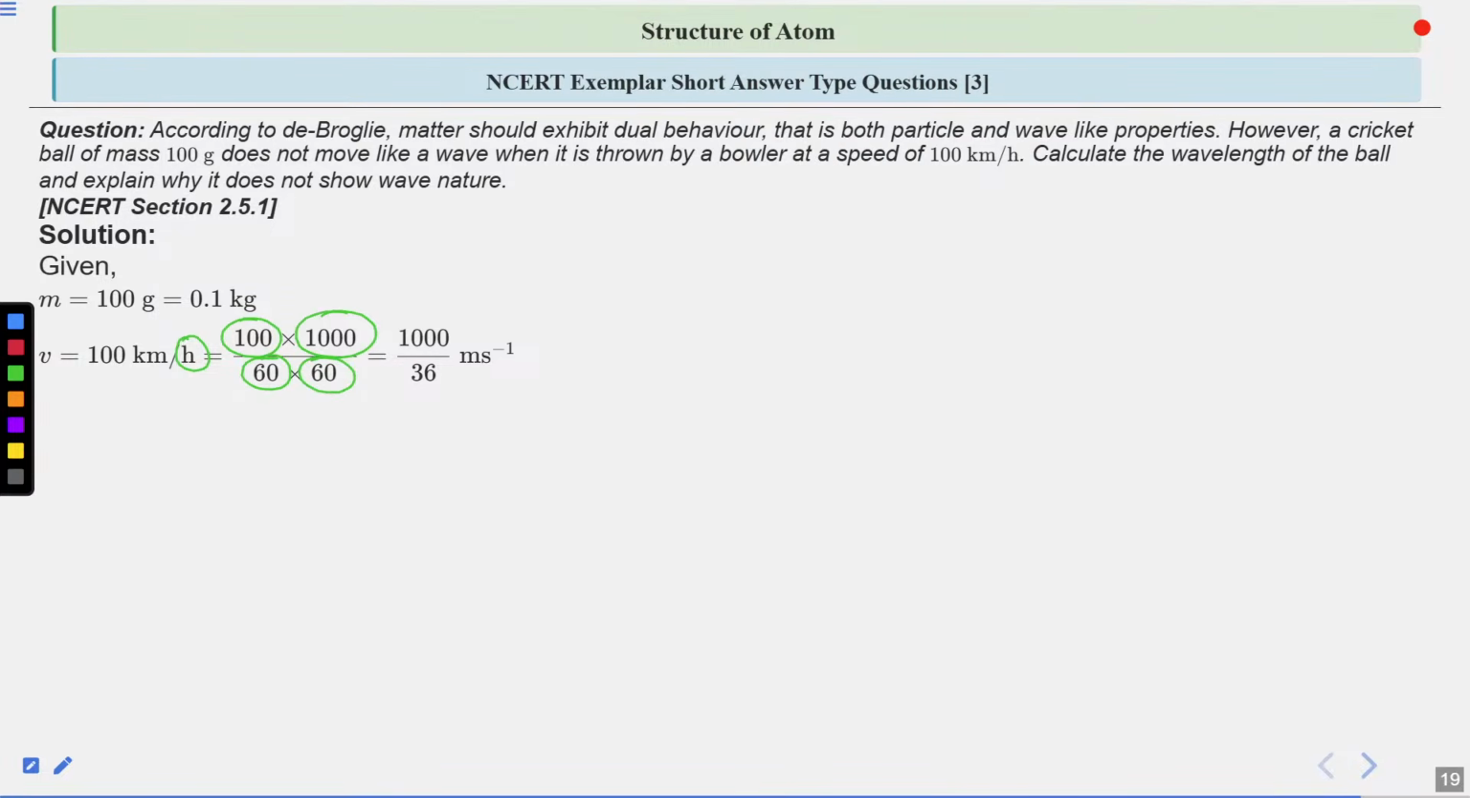Why are we multiplying this? Because 1 hour is in the denominator. So to convert this into seconds, we have to multiply twice with 60. Now, if I calculate this, you will get it as 1000 by 36 meter per second.